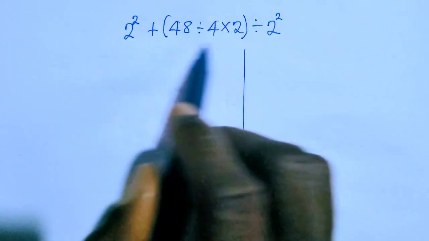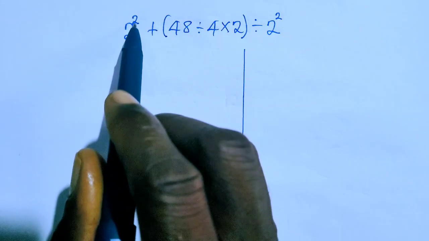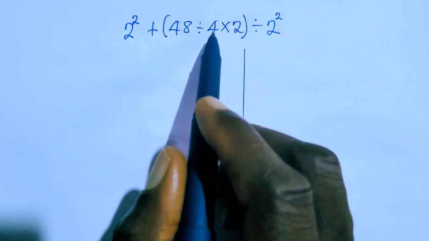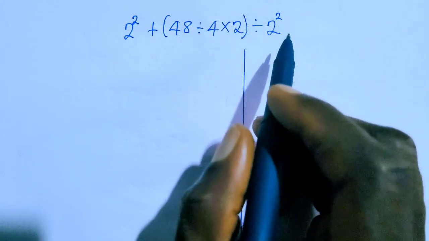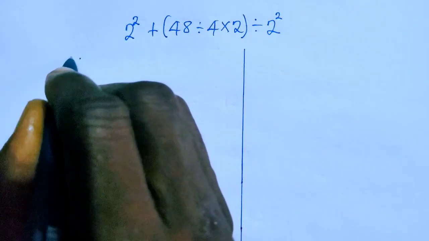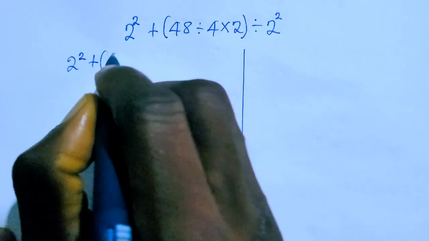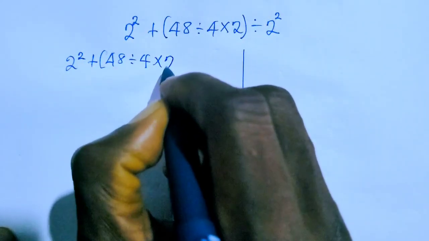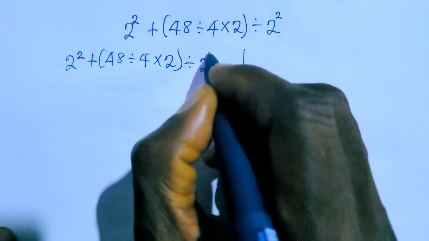Many people mess up this simple algebraic expression. We have 2 to the power of 2 plus, in parentheses, 48 divided by 4 multiplied by 2, close the parentheses, divided by 2 to the power of 2.